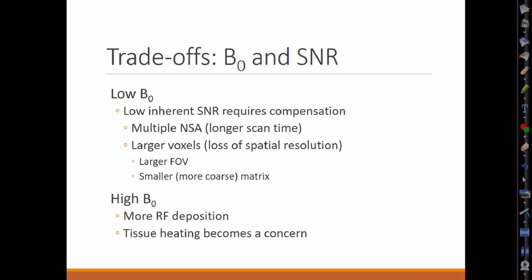So when we have a low field strength, and when I'm thinking of low field, say I'm thinking like 0.3 or less, sometimes we have to do a lot of compensation to really get some good images. So this sometimes requires multiple NSA, number of signal averages, and remember that's part of the scan time, so longer scan time. Larger voxels to get more of those hydrogen spins within that voxel, but now our spatial resolution is going down.